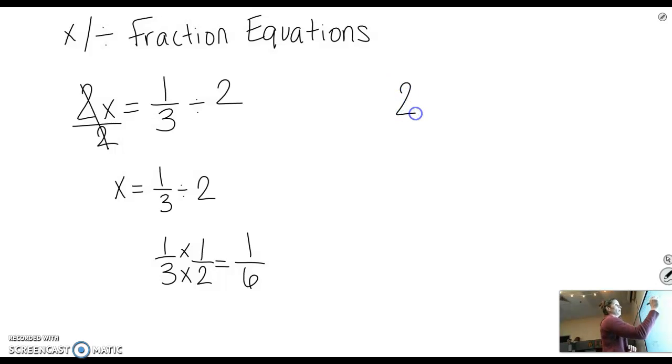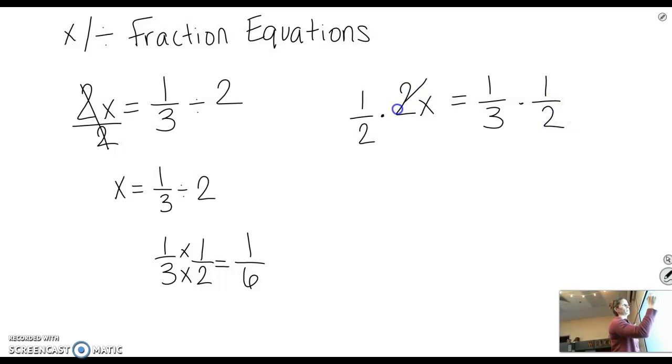Another way is if you have 2x equals 1/3, and I know that in order to divide I have to multiply by the reciprocal, I would multiply each side by 1/2 because this would cancel out this, right? Because then I would just have 1 times x, which is x, and now I have my 1 times 1/3 times 1/2. So that's another way to do it.